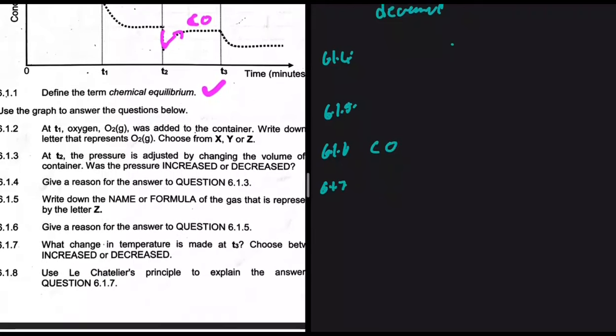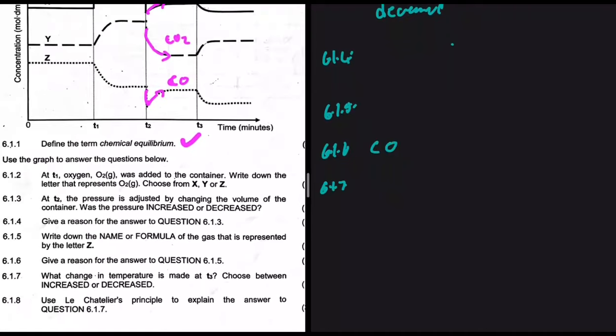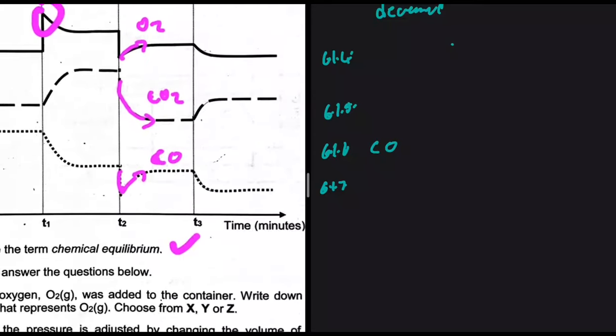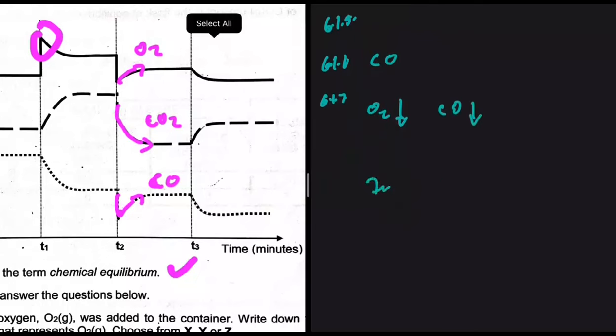6.1.7. What change in temperature is made at t equals 3? Choose between increase or decrease. So at t equals 3, O2 goes down, carbon monoxide goes down. What does that mean? Forward reaction is favored, right? CO2 goes up, we can see. So the forward reaction is favored.